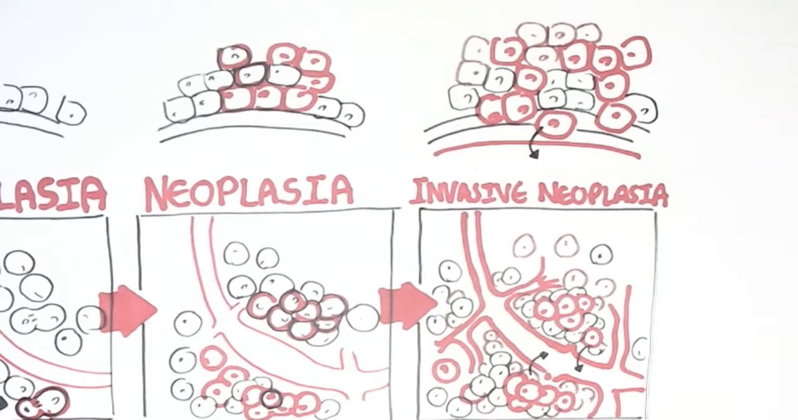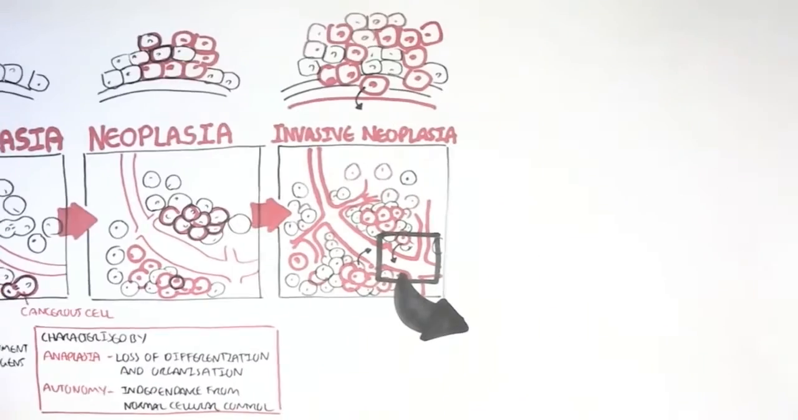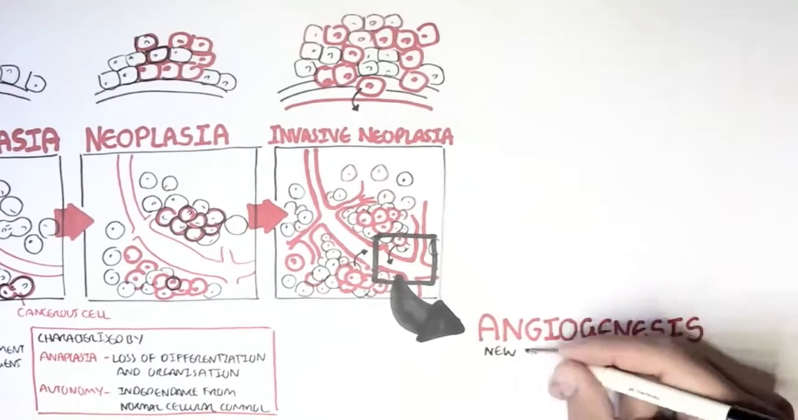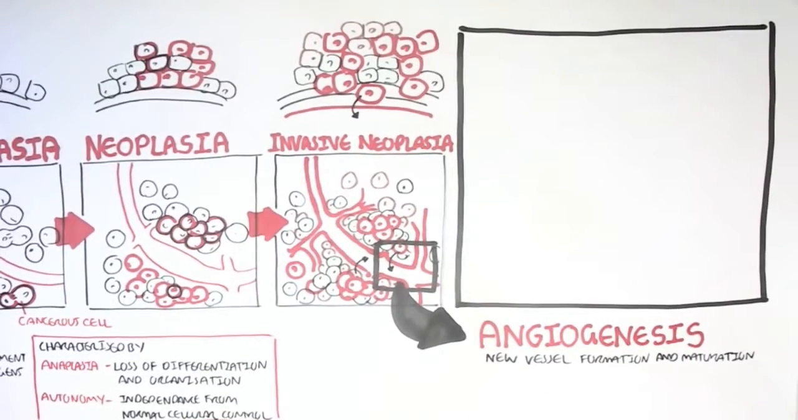So I hope you understood those processes. From dysplasia, it can become a tumor, and then it can become an invasive tumor. Let's learn a bit more about the formation of these new blood vessels and why it is important for cancer cells. The process of new blood vessel formation is termed angiogenesis. So angiogenesis is new vessel formation and maturation.